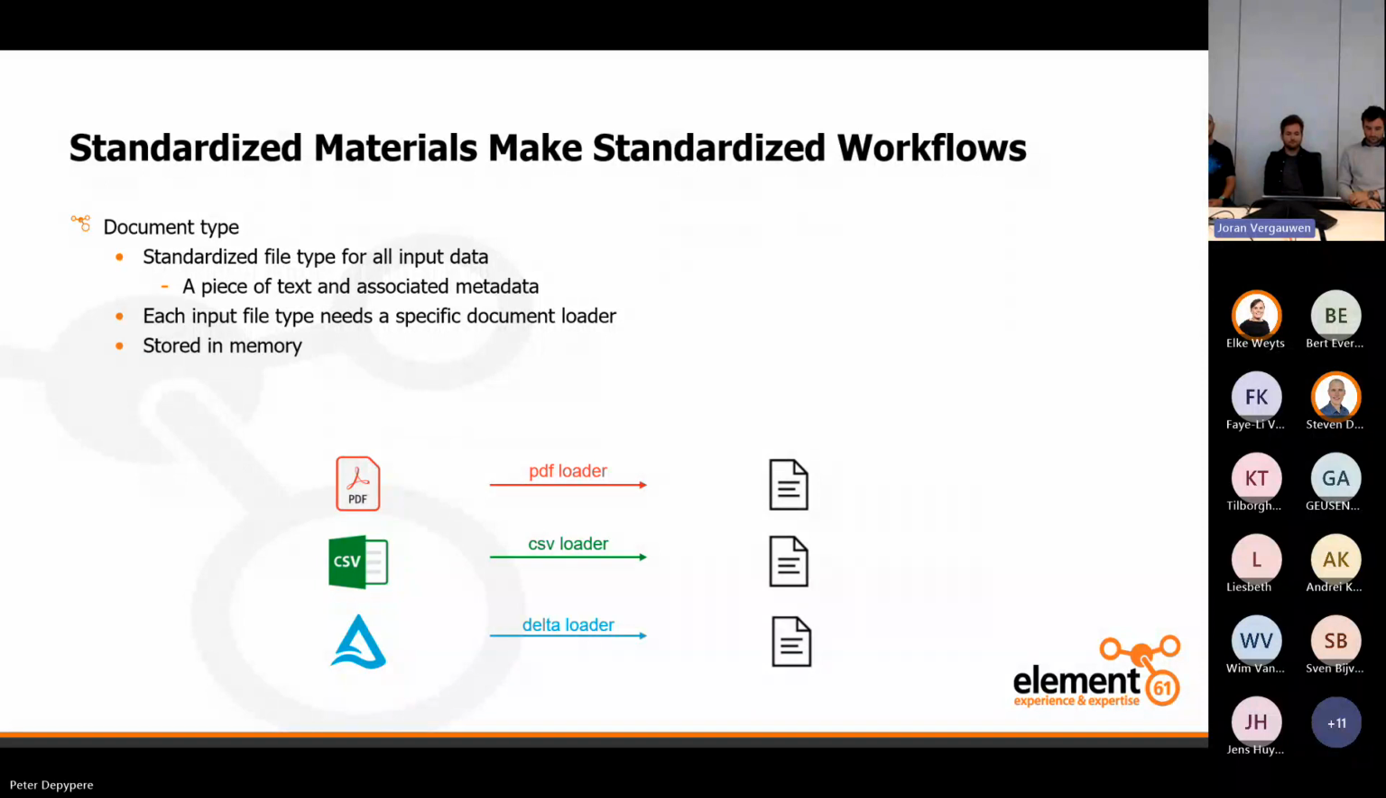So very simple. It's important to note, though, that every file type will require a specific document loader in order for us to be able to retrieve the data. So let's say that you have a PDF, a CSV, and a Delta file, then we will need a PDF loader for the PDF files, a CSV loader for the CSV files, and so on and so forth.